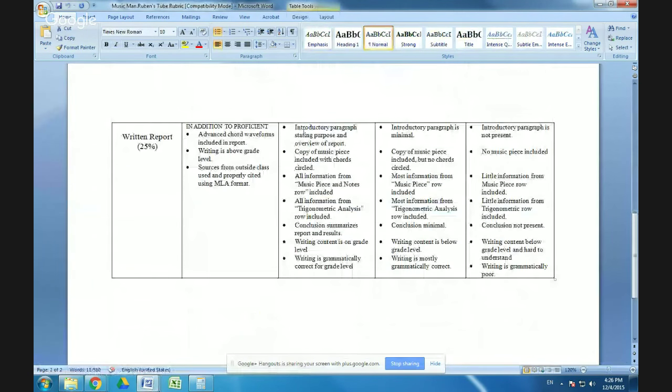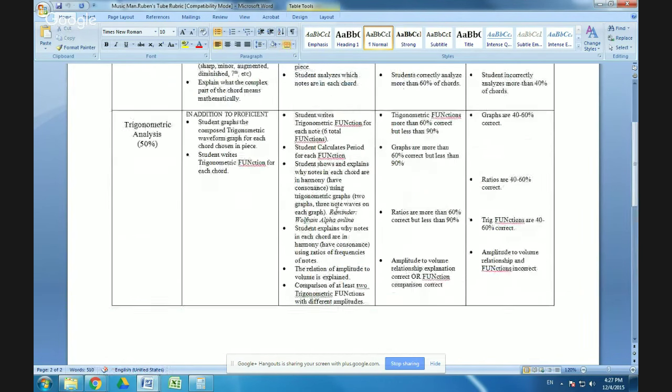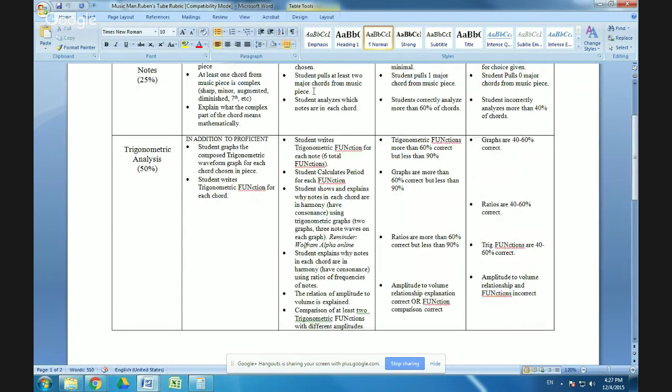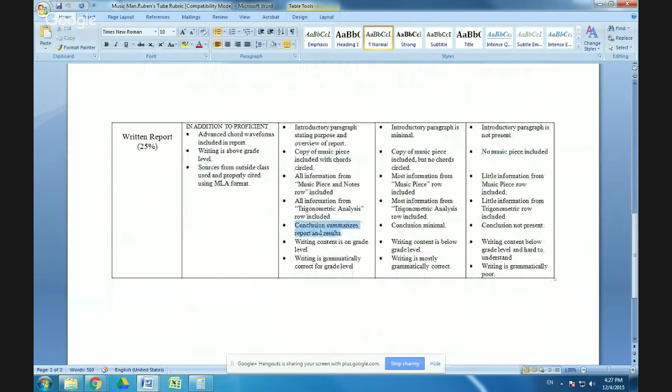The rest of it is the written report. That's 25% of your grade, so you need to have an introductory paragraph stating the purpose and the overview. Include a copy of the music piece, which I showed you, and then include all information from both of these rows here. Okay, so all this needs to be in the written report. And the conclusion summarizes the report and results. Okay, so your conclusion at the end.